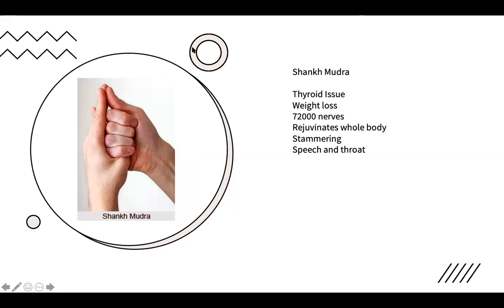How do we do the Shankha Mudra? So this is very good for weight loss. Okay. So how it is, you hold the left hand. You can do with either hand. Okay. So left hand, I hold the thumb with these fingers, and then the forefinger I touch with the thumb.